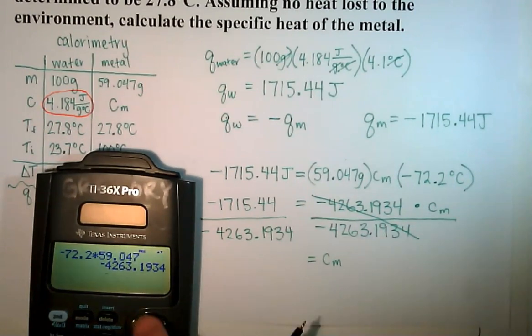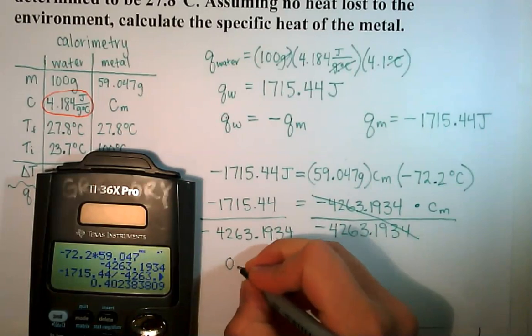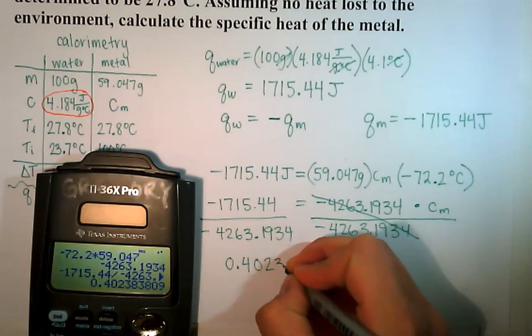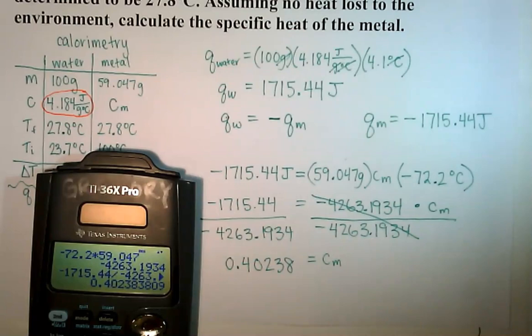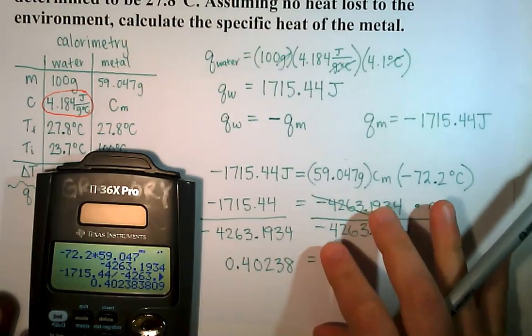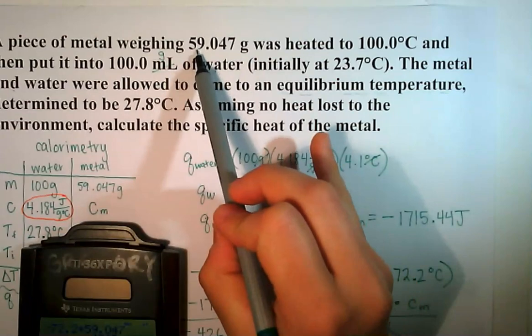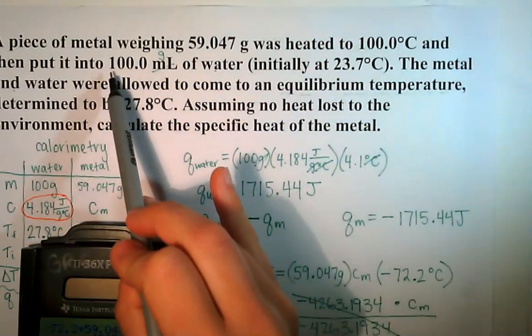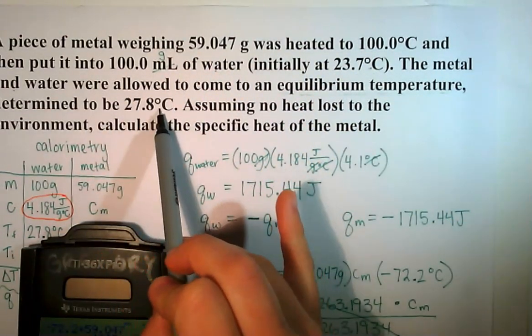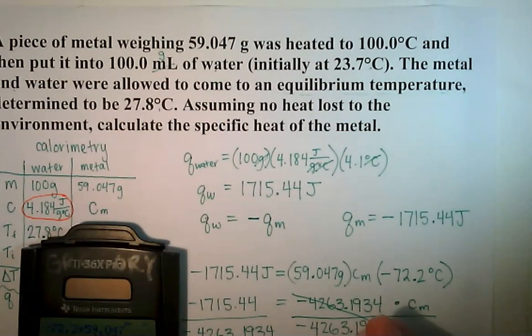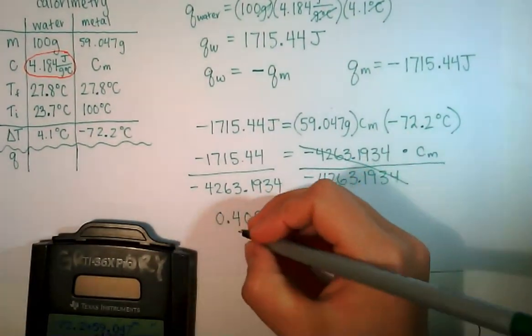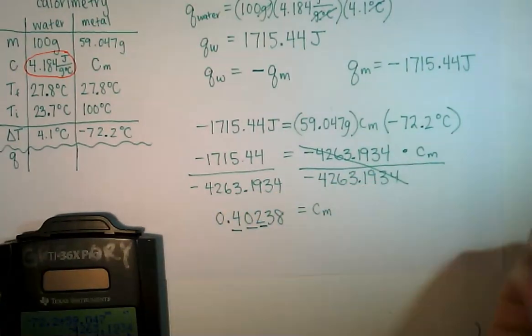So I'm going to go up and select my previous answer, and I need to add a negative in front of it, divided by this answer here, and that gives me 0.40238. Okay, now I just need to look at my significant figures. Back up in my problem, I have 1, 2, 3, 4, 5, 4, 4, 3, and 3 significant figures. So my least number of sig figs will be 3. So coming back down here, 1, 2, 3 significant figures.